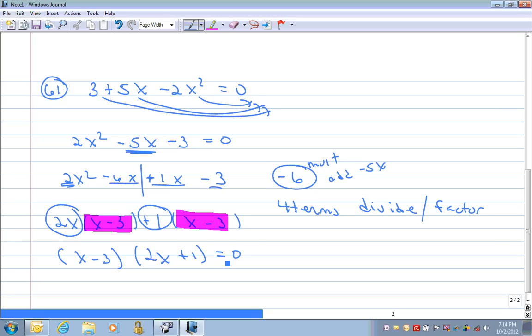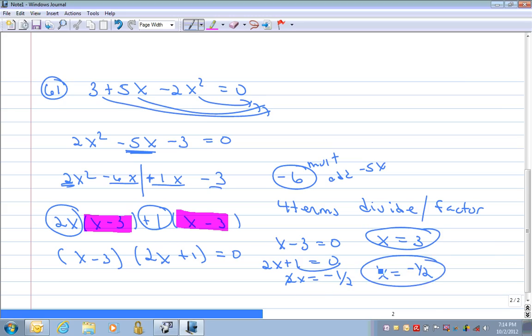And of course, you have to set them equal to 0. So now you're going to solve by setting each factor equal to 0. So we would have x minus 3 equals 0. Move the 3 over, and x would be positive 3. That's one of your solutions. Then you would also have 2x plus 1 equals 0. You would move the 1 over, get 2x equals -1, and then of course you divide by 2, and x equals -1/2. That's your second solution. All right, those were both solved by factoring.